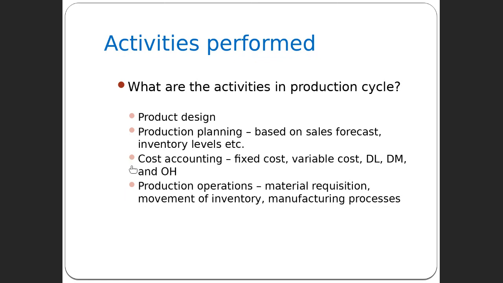For our purposes, we know that these costs are accumulated in the production cycle. And then we have the production operations, where it starts with material requisition. Material requisition is requesting the material from the warehouse. So the expenditure cycle's job is to order and receive and store the material in the warehouse. And it sits there. Before the production goes into operation, they request the raw material from the warehouse. So this process is called material requisition.